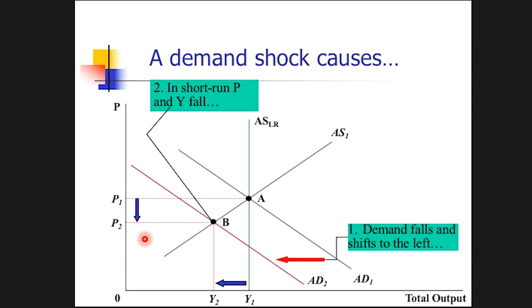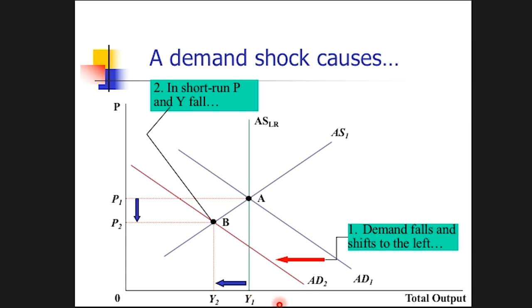We have lower price and also lower output, and this is called the short run equilibrium. So this is one reason to lead the economy into recession. The output now is lower than potential output.